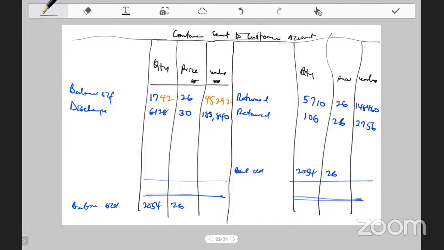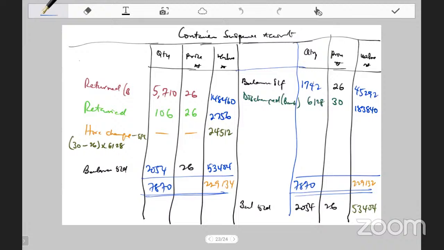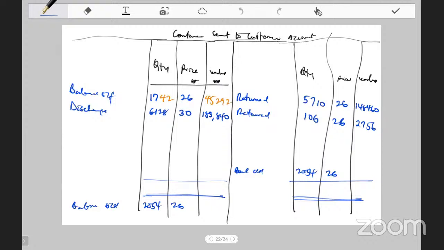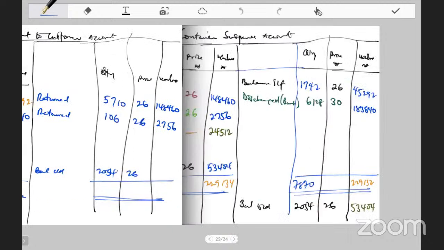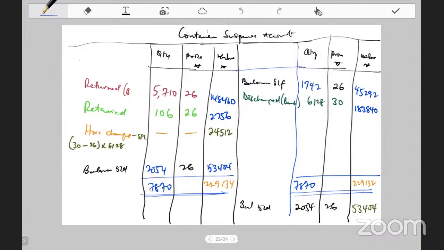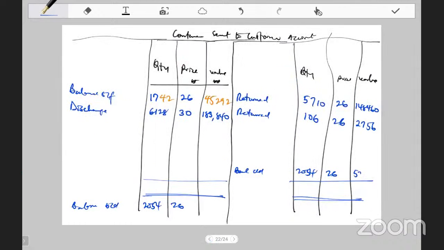What you are just doing is everything on the debit side here. What you are giving me is on the credit. So why are we touching on it? Give me the answer. 53,404. I said 53,404, Mr. Emma. 53,404.